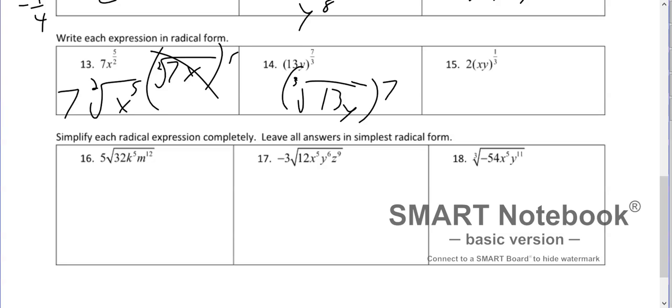Number 15, again, the 2 is outside. Here's my radical, cube root. You don't even need the 1 there. That's it.